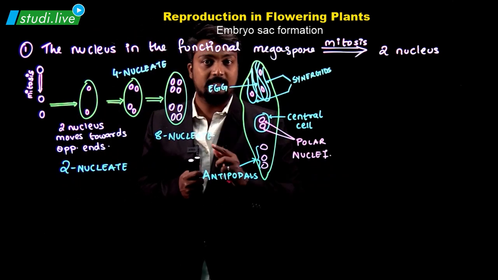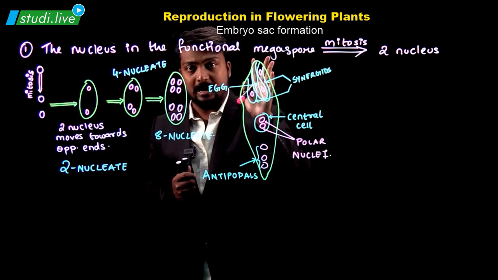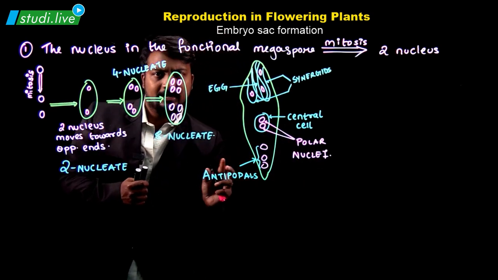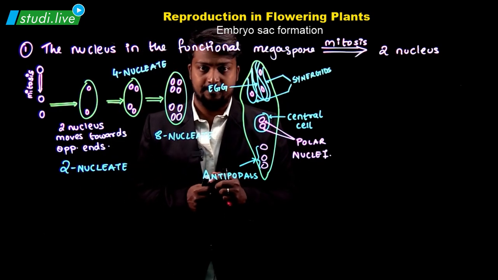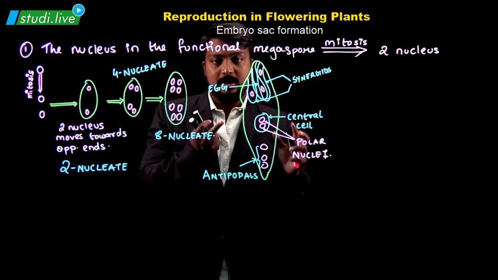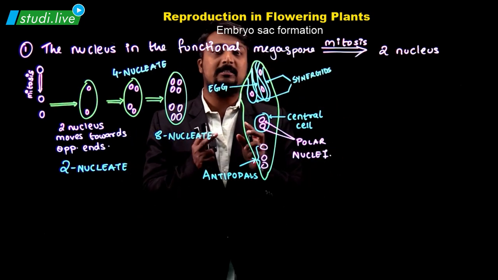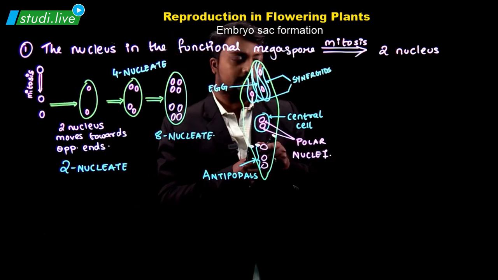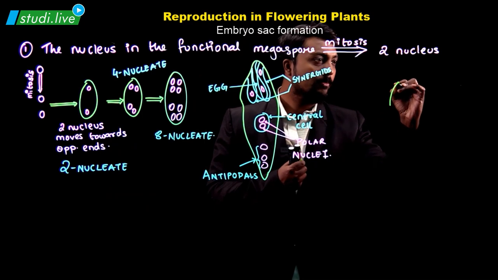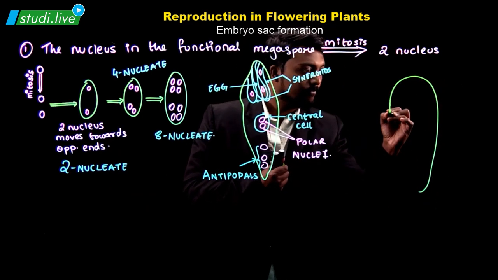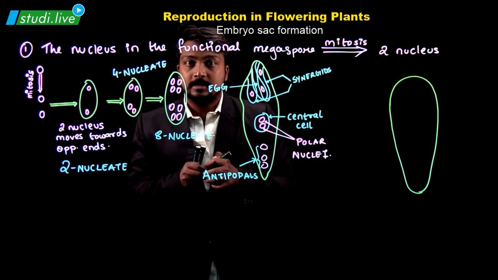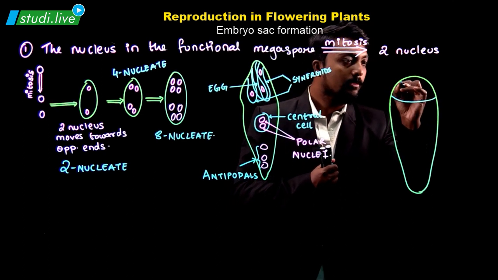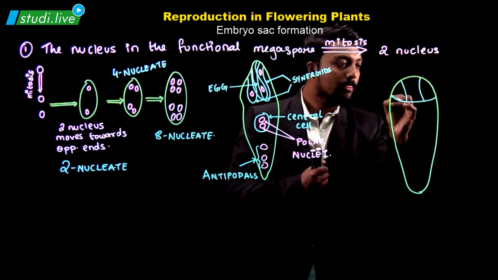So in all, I have 8 cells here. Out of that, 3 are in the upper part. One of them is the egg and the other two are synergids. Then in the lower part, you have the antipodals, and two in the center, that is your polar nuclei. Now let us just invert this image to understand this properly. Once I invert this image, you get a cell that looks like this. Here you have the three cells first.